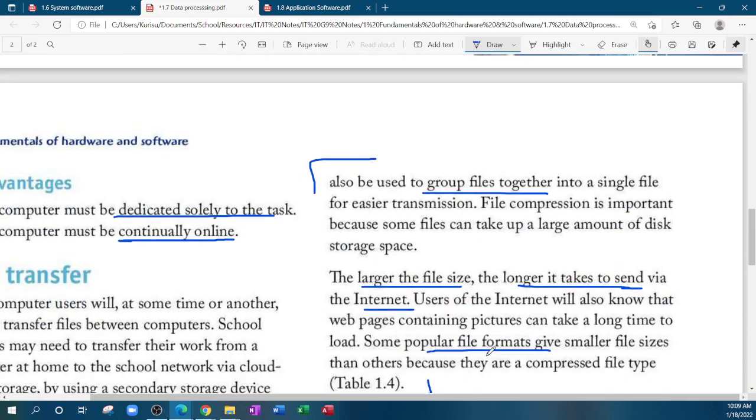Now, file compression also allows you to group files together. So say for instance you have 10 pictures. Instead of sending all 10 pictures individually, you can group them into a single file, and that will be easier to send over the internet. That's also why persons use file compression. Now, have any of you ever noticed, I'm sure you've noticed it, that when you upload pictures and videos to WhatsApp, what happens to it?